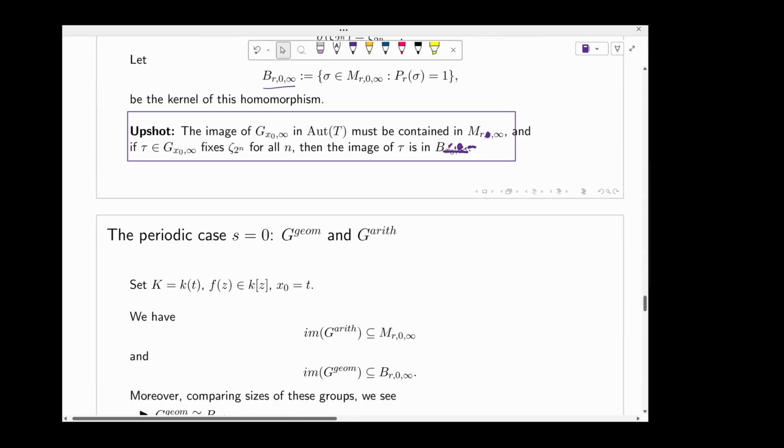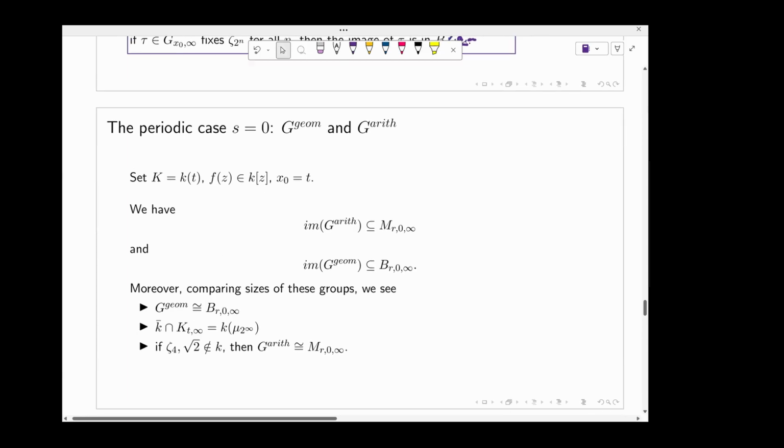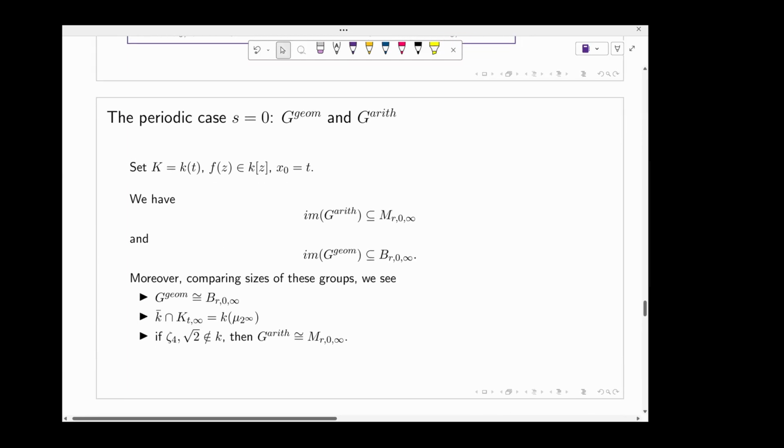All right, so this works for any x naught, but specifically it works when we take our preimages of our transcendental T in this specific setup. So now, based on all of this work, we can say that the image of G arith in our set of tree automorphisms is contained in M, and the image of the geometric Galois group is contained in B. Also comparing the sizes of these groups, using Pink's description of the sizes and our own description of the sizes of the B's and M's, we see that the geometric Galois group has to be actually isomorphic to this group B.